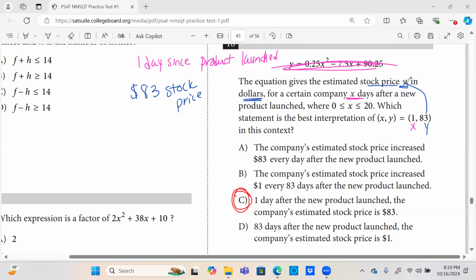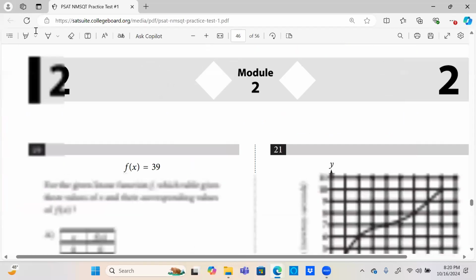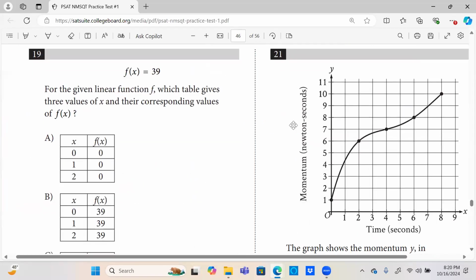So that's why this is your Y value. 83 is your price. And they said X is the days since this product launched. So that's 1 day. So 1 day since they launched their new product, maybe it's like a new Xbox or Switch or whatever, the stock price is now $83. So that is C. So that honestly is a reading question. Be careful there.